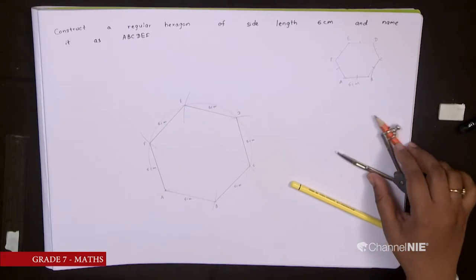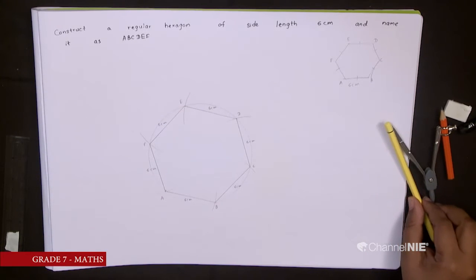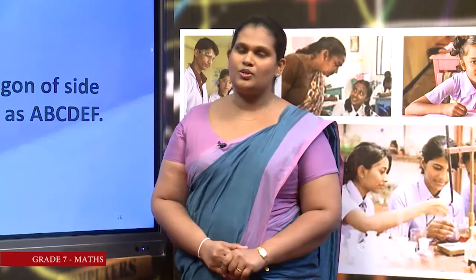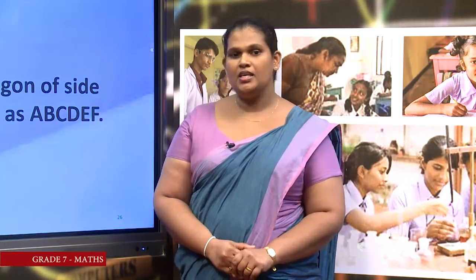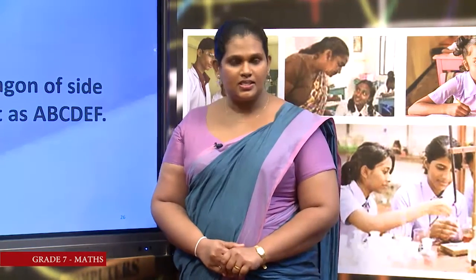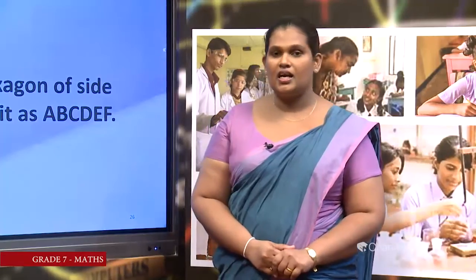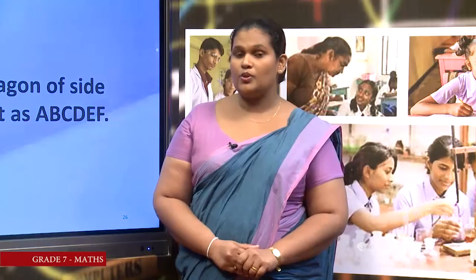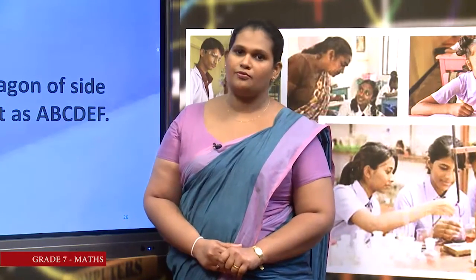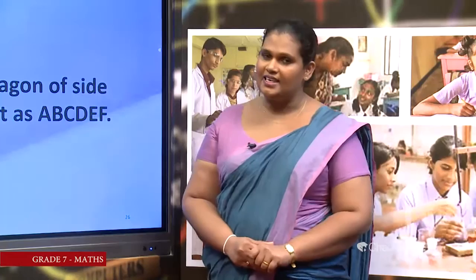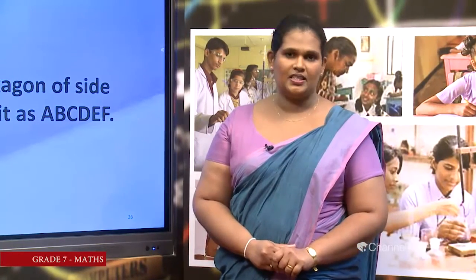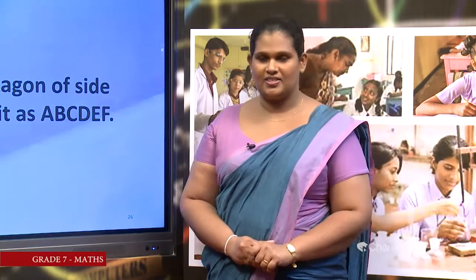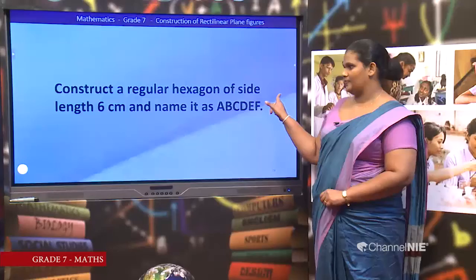Now that is how to construct a regular hexagon using a circle. Right. That is how to construct a regular hexagon using a circle. So you have to take the radius of the circle equal to the side length of the regular hexagon, and then construct the regular hexagon. So we'll once again construct another regular hexagon using the same method.